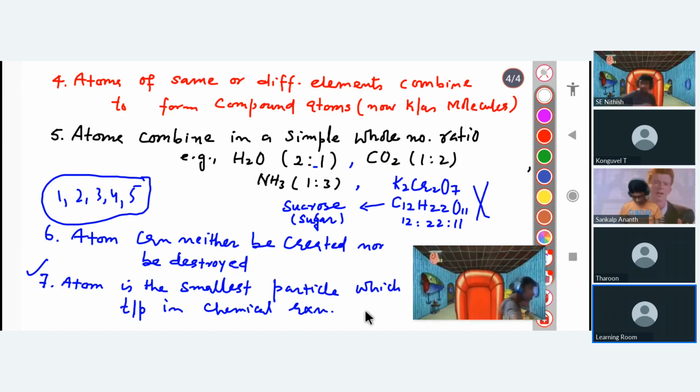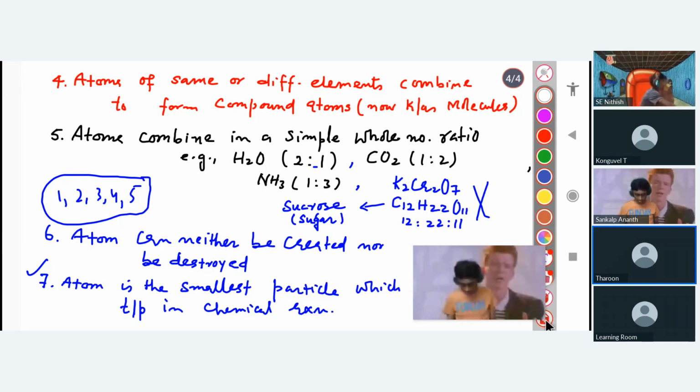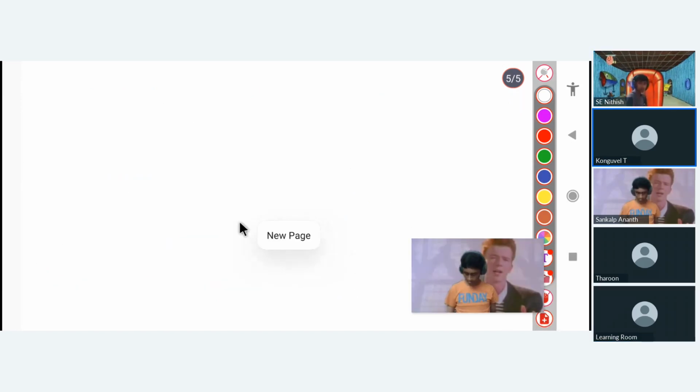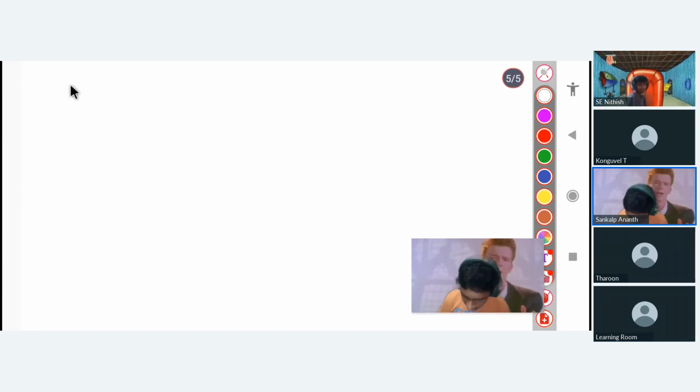First, tell me, have you written down this? Shall I move to the next page? Yes, sir. I'm in the last line, sir. Okay, you just write it. I will tell you the exact answer. I'm done, sir. Sankalp as well, sir. Okay, what is the last sentence, sir?